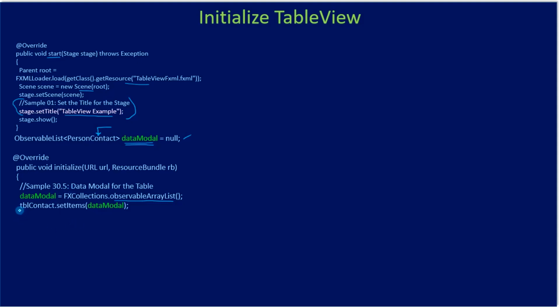Then we already have tableContact, right? For tableContact, we are making a call to setItems and we pass our data model. That means the tableContact depends on the PersonContact class, or in other words, the PersonContact class will supply data for the TableView control.